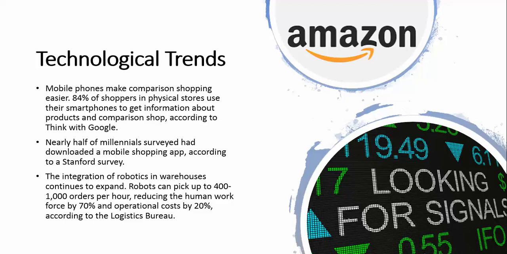And then looking a little bit differently here into the operations of the company, we see technology impacting it as well. For example, the integration of robotics in warehouses. Robots can pick up to 400 to 1,000 orders per hour, reducing human workforce by 70% and operational costs by 20%, according to the Logistics Bureau. So here we have some trends that are occurring in terms of robotics, but also making it relevant to the organization and what kind of impact that may have.